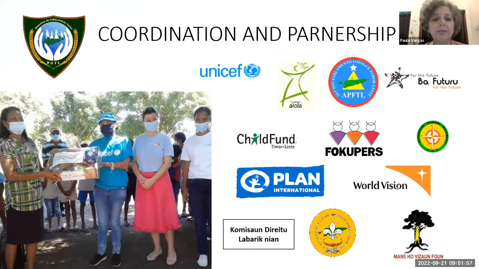As part of the implementation and monitoring, one of the first actions that we made was to strengthen the coordination mechanism along with other partners, including them in the assessment, the planning, and the implementation phases. So we have 13 NGOs, government and partners and youth groups working together.